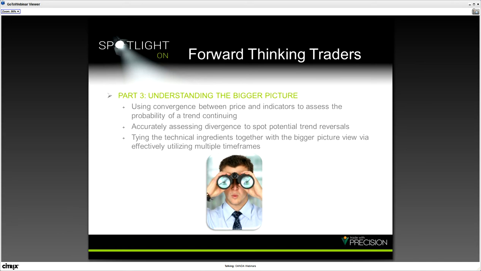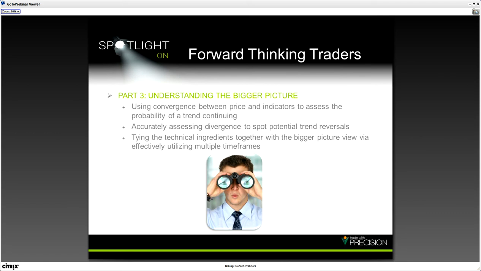And then likewise, if we understand convergence, then we also need to understand divergence between price and the indicators. This leading indicator signal can effectively keep us out of trades and prevent us from getting into potentially losing trades. So divergence is a great leading indicator that tells us the current trend is weakening and it may be about ready to reverse.